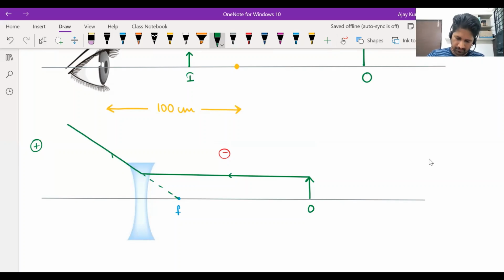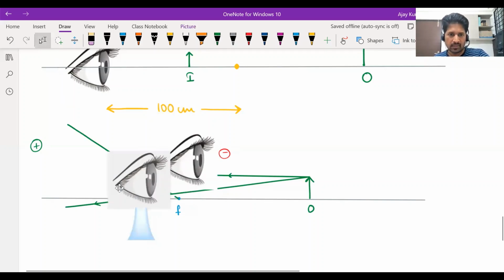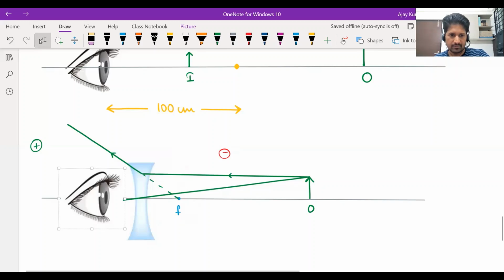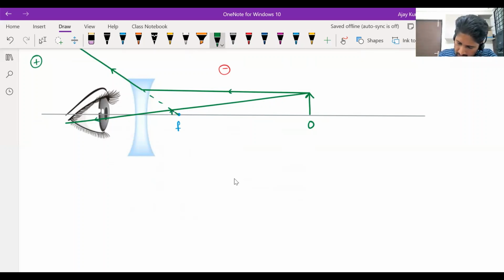It bends this way. The other ray we take is straight to the optical center, directly to the optical center. It passes without any deviation. This one. So if the observer's eye is on the left side, the rays will appear to be coming from here. Okay, this is where the image forms.